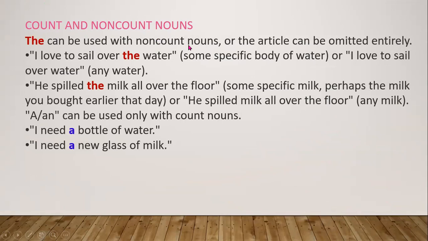The can be used with non-count nouns, that is uncountable, or the article can be omitted entirely. I love to sail over the water. The water, anything specific here? So the water is specific here. Or I love to sail over water, any water. Yes. So he spilled the milk all over the floor, some specific milk, perhaps the milk you bought earlier that day, or he spilled milk all over the floor, any milk.